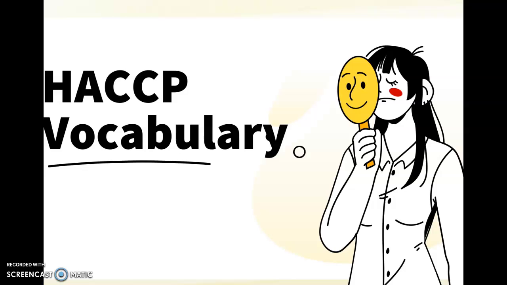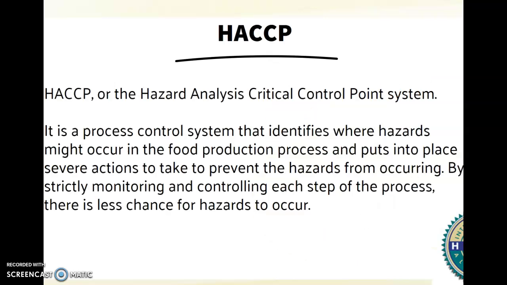Today we will discuss HACCP. HACCP, or the Hazard Analysis Critical Control Point System, is a process control system that identifies where hazards might occur in the food production process and puts into place severe actions to take to prevent the hazards from occurring. By strictly monitoring and controlling each step of the process, there is less chance for hazards to occur.